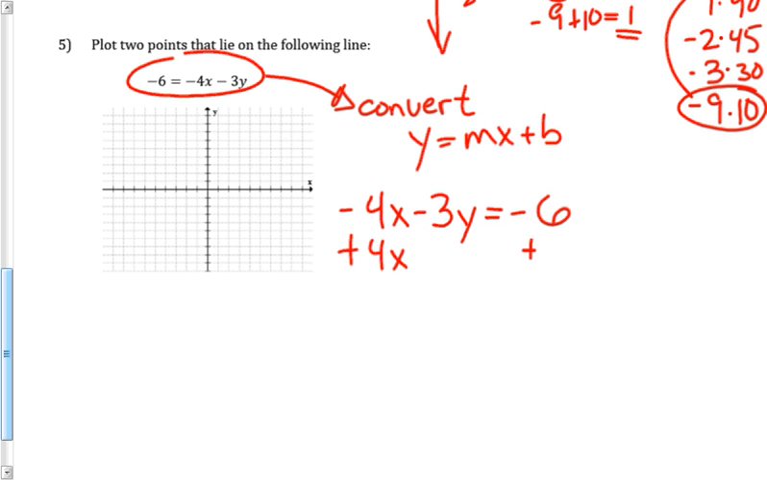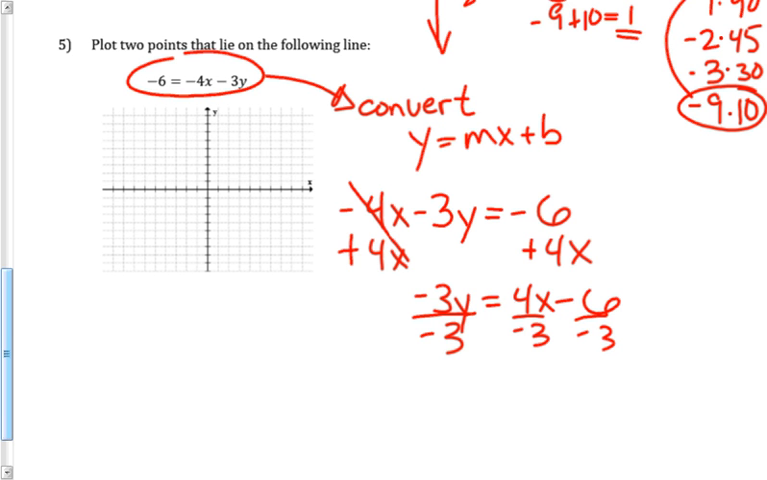Start by adding 4x to both sides. I'm trying to get y by itself here. So I get 3y equals 4x minus 6. Keep the signs with the correct term. Divide everything by the number in front of y. And we get y equals 4 over -3, or -4/3 x plus 2.